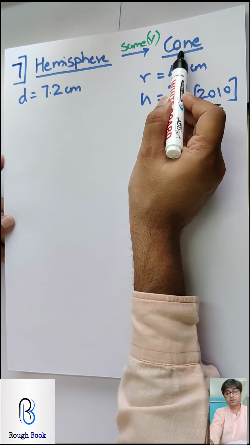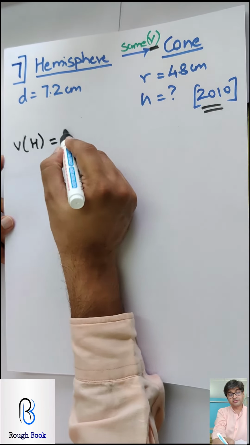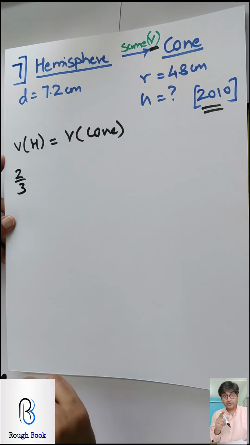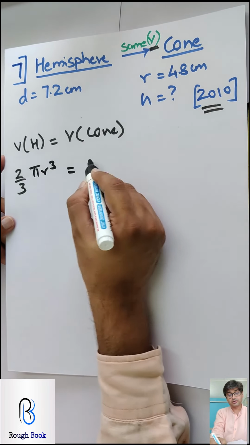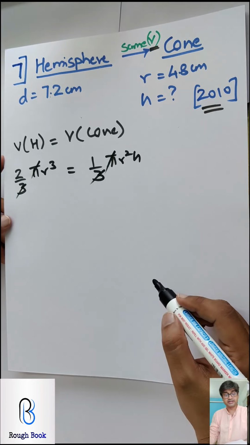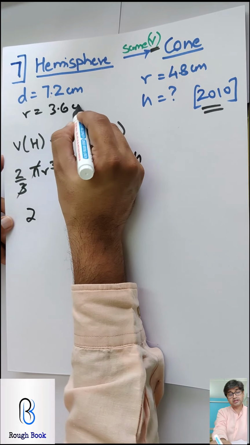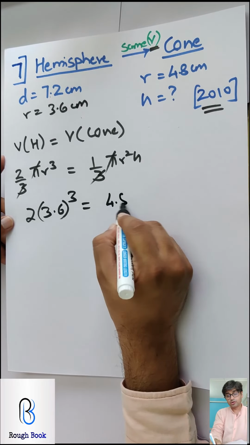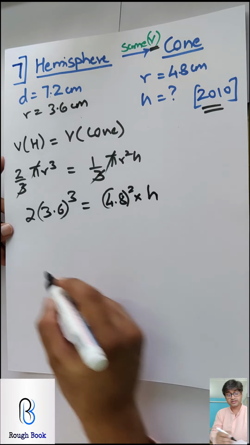So the hemisphere is converted to a cone, so same volume, V is volume here. So I'll say volume of hemisphere is equal to volume of cone. Stop copying, come on, do it on your own. So 2/3 pi r cube equals 1/3 pi r square h. So third gets cancelled, pi gets cancelled. 2 into r, so the radius is going to be half of this, that is 3.6 cube, whereas here the radius is 4.8 square and height is missing. So solve, you will get your height straight away.